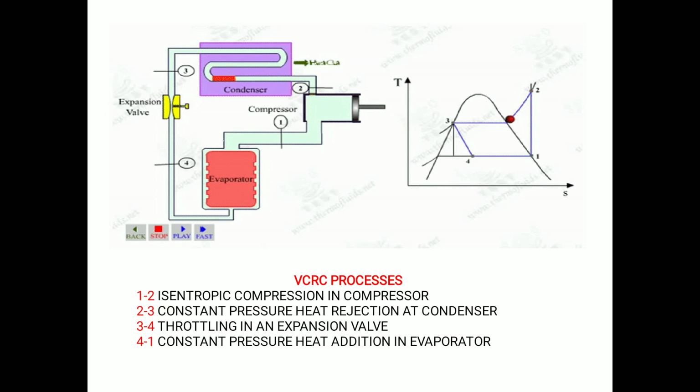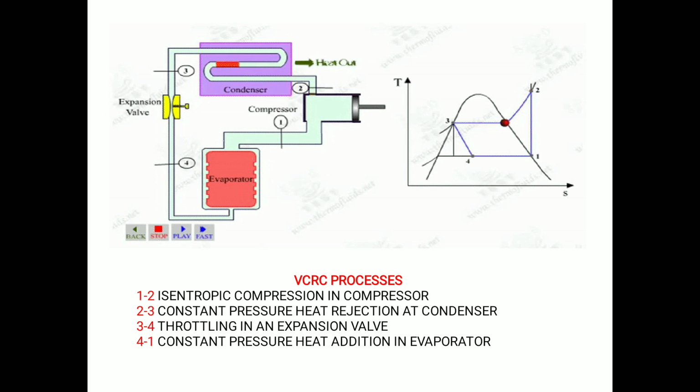It may be a saturated one or subcooled one. After coming out from the condenser, the refrigerant is allowed into the expansion device, where the temperature of the refrigerant is reduced to lower temperature, but there will be no significant change in enthalpy. Because the process 3 to 4 is a throttling process, and then the refrigerant is allowed into the evaporator.